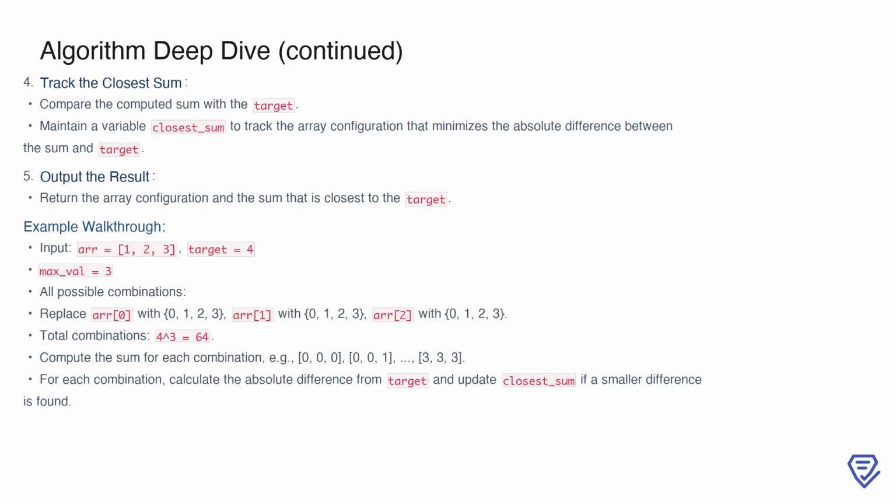For example, if the input array is 1, 2, 3, and the target is 4, the maximum value in the array is 3. By replacing each element with values between 0 and 3, we generate 4 cubed, or 64, different combinations. For each combination, we compute its sum and compare it to the target, updating closest_sum whenever a smaller difference is found. This ensures that the final result is the array configuration that gets as close as possible to the target sum.